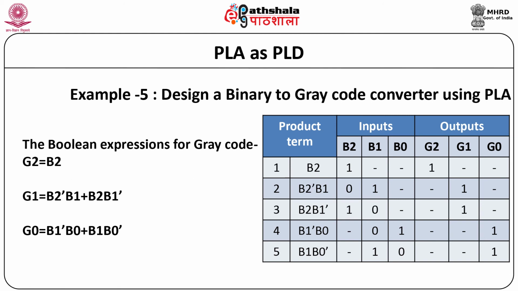First column in the programming table is regarding the list of all product terms. The second column is to be filled in by the input variable values either 0, 1 or dash. 0 is placed when the variable is active low, 1 corresponds to active high variable and dash corresponds to absence of variable in the product term.